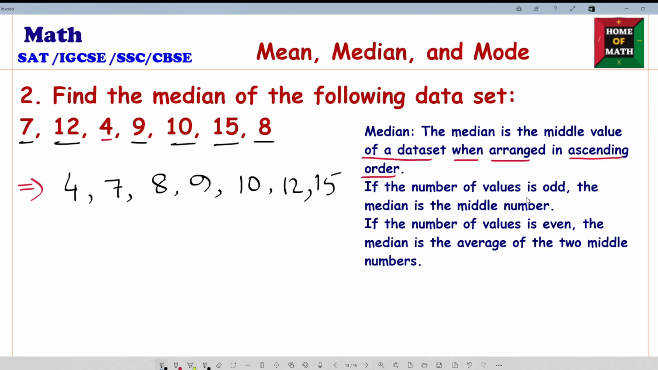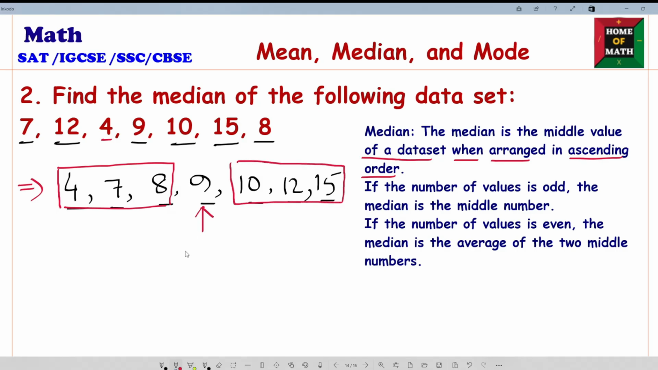If the number of values is odd, the median is the middle number. So 1, 2, 3, 4, 5, 6, 7. Therefore, on the left side here are 3 numbers and on the right side also 3 numbers. And the middle number 9 is our median. Right? Answer equals 9.